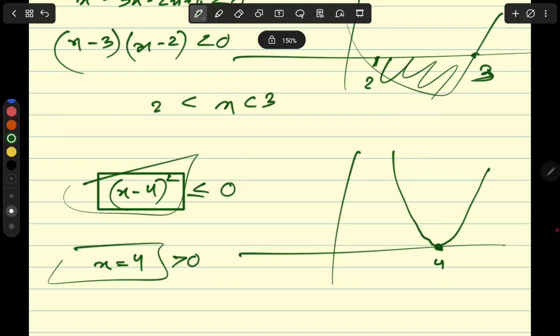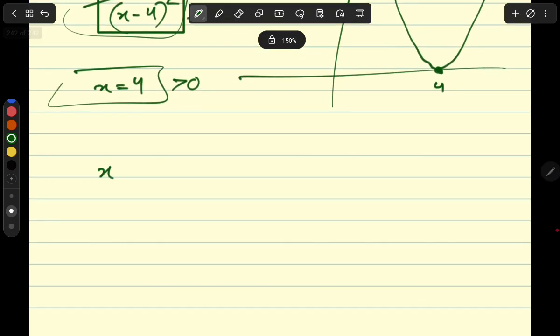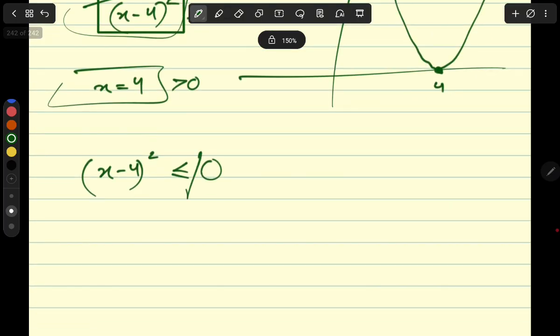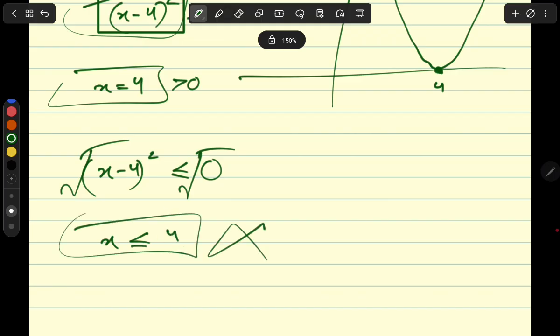So some students are immediately going to write that x is less than or equal to 4. What examiners actually generally see and comment about is that students will take the square root on both sides and they will say that x is less than or equal to 4. Absolutely wrong. I mean, this is disgustingly wrong because this just collapses the entire math. So this is completely wrong.